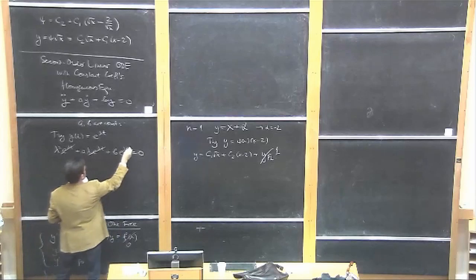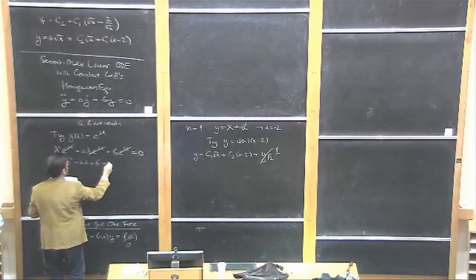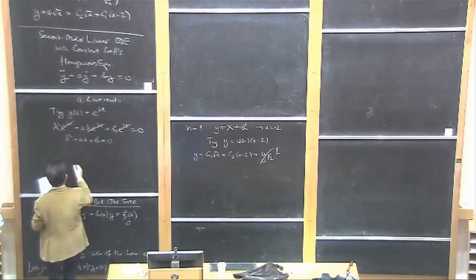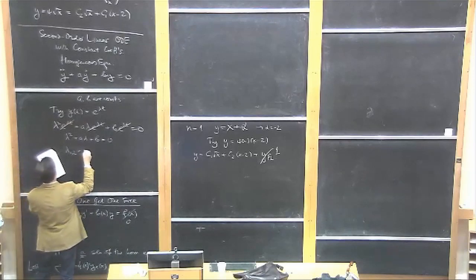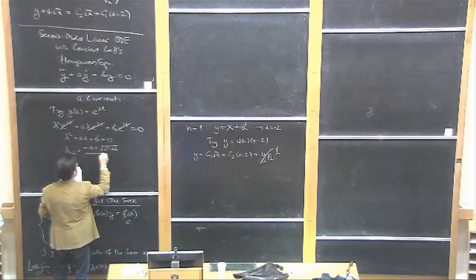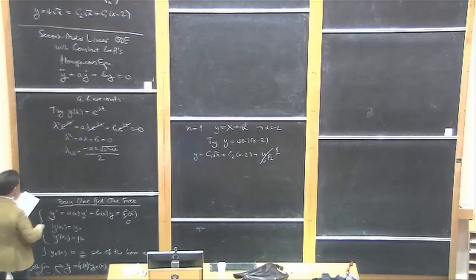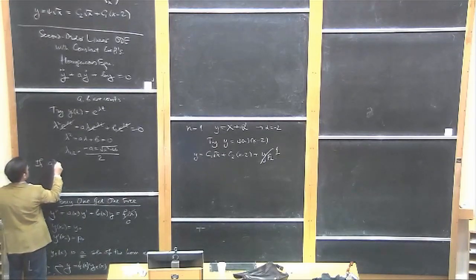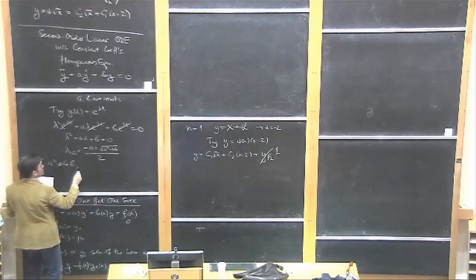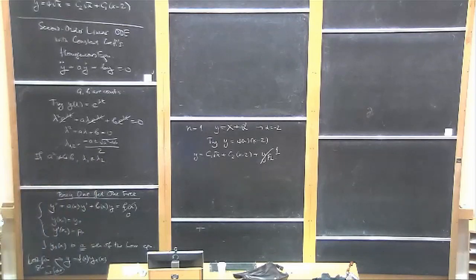E to the lambda t cancels nicely, and I get lambda squared plus a lambda plus b equals 0, which is a quadratic equation with two roots: minus a plus or minus the square root of a squared minus 4b, divided by 2. Now, if a squared is not equal to 4b, this is great because we have two roots which are not equal to each other. So not only have we found a solution that satisfies this equation, we found two such solutions.